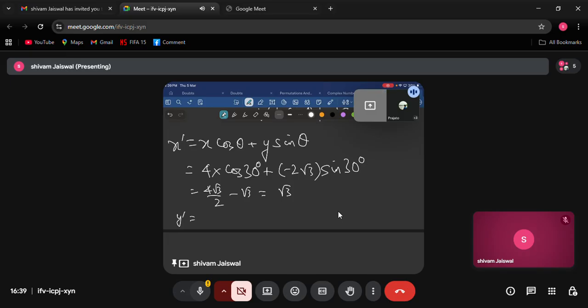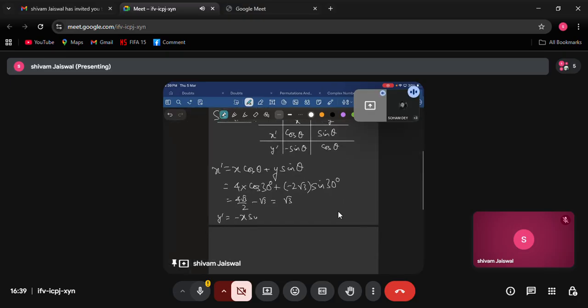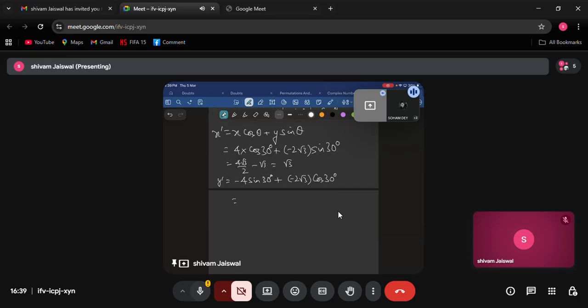Y dash. Soham, are you there? Yes, sir. And y dash will be equal to minus x sin theta plus y cos theta. So I'm writing it directly: minus 4 sin 30 degree plus minus 2 root 3 into cos 30 degree. Cos of 30 degree is root 3 by 2. So this will give us minus 4 by 2, minus 2, minus 3, minus 5. Are you getting it? So new coordinates will be root 3 comma minus 5. Are you getting it, Soham? Yes or no? Yes, sir.